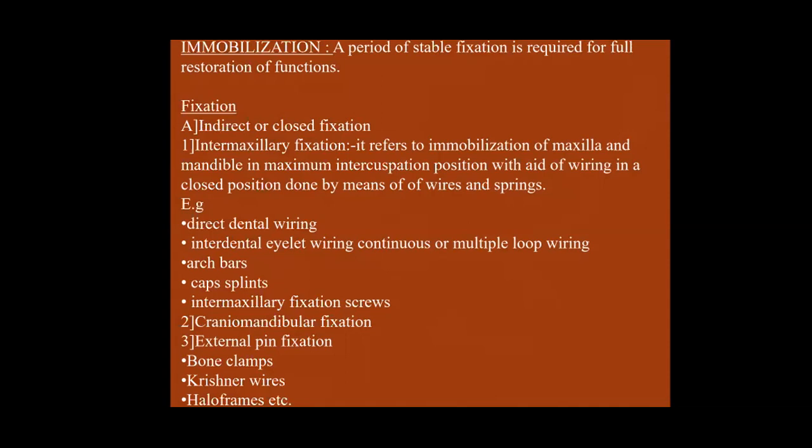It contains intermaxillary fixation. It refers to immobilization of the maxilla and mandible in the maximum intercuspation position, which aids in wiring in a closed position done by means of wires and springs. Examples: direct dental wiring, interdental eyelet wiring, continuous or multiple loop wiring, arch bars, cap splints, intermaxillary fixation screws. Next is craniomandibular fixation, and third is external pin fixation. Then bone clamps, Kirschner wires, and halo frames, etc. are used.